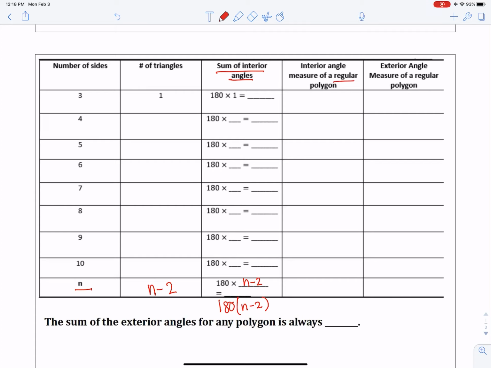And then if it's a regular polygon, we're going to take that total, 180 times n minus 2, and divide by the number of sides that we have, n. And then the last one is exterior angles for a regular polygon. So we're going to take 360 and divide by n, the number of sides. So I want to fill in this bottom portion. The sum of the exterior angles for any polygon, regular or irregular, is always 360. And that's how we get to do 360 divided by n for a regular polygon.